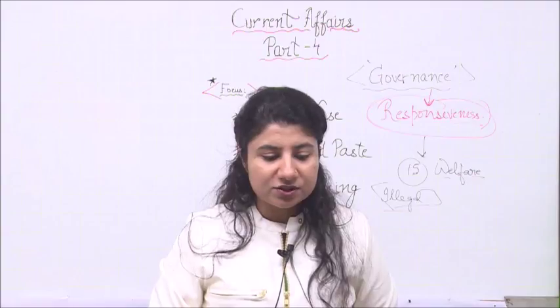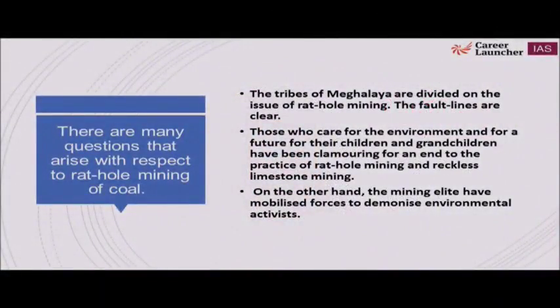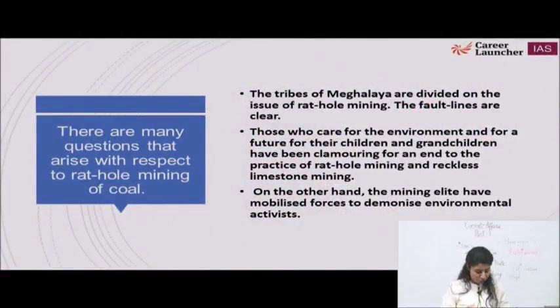So there are many questions that arise with respect to Rathole mining of coal. Why is it still continuing? We are living in a democratic country. We are having so many laws. We are having one of the largest constitutions of the world. Then why such kind of illegal things happen in our country?